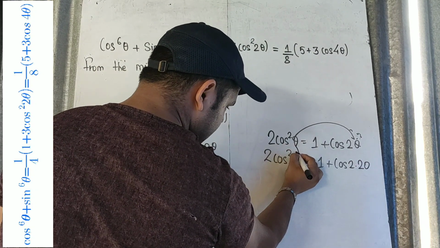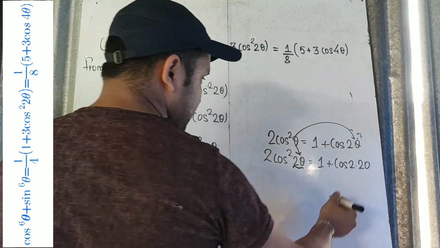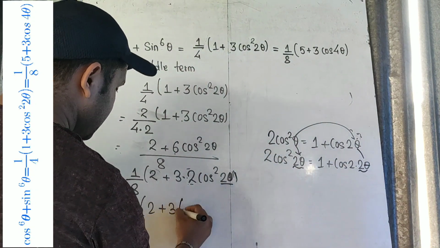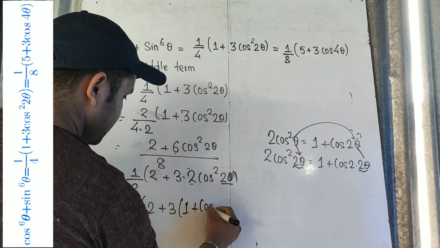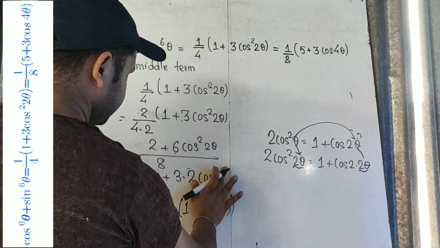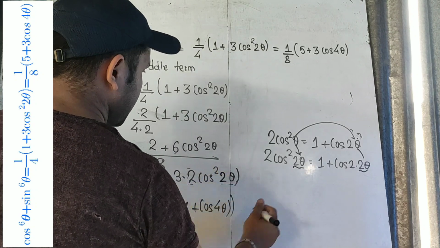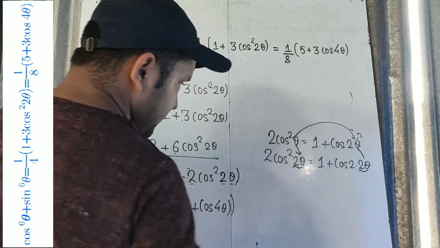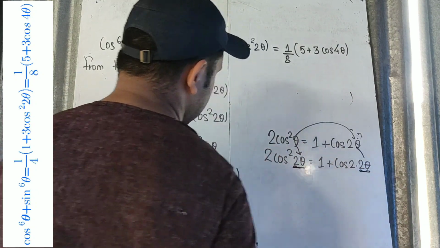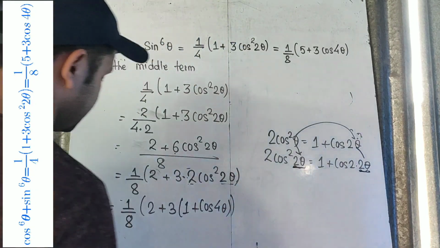In place of theta you have 2 theta. So similarly, in place of this theta you also need to have 2 theta. So 2 cos square 2 theta is 1 plus cos 4 theta. Listen, one more time. 2 cos square theta is 1 plus cos 2 theta. In place of this theta you have 2 theta, so in place of this theta you also need to have 2 theta. So it will be 1 plus cos 4 theta.